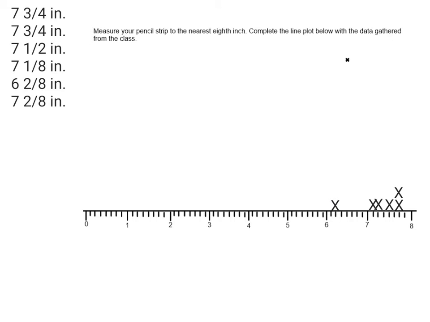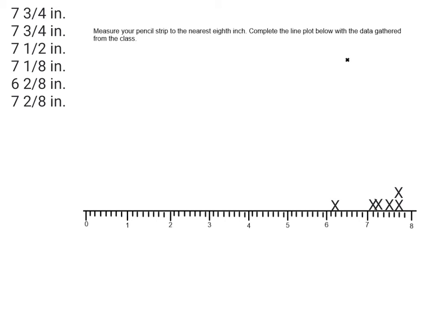We could say, what measurement do you see most frequently? Well, that's 7 6/8 because there are 2 pencils at that measurement. You could say the smallest pencil is what measurement, and you can look at the line plot without even having this data over here. You could look at the line plot and you can see that 6 2/8 is the smallest pencil.